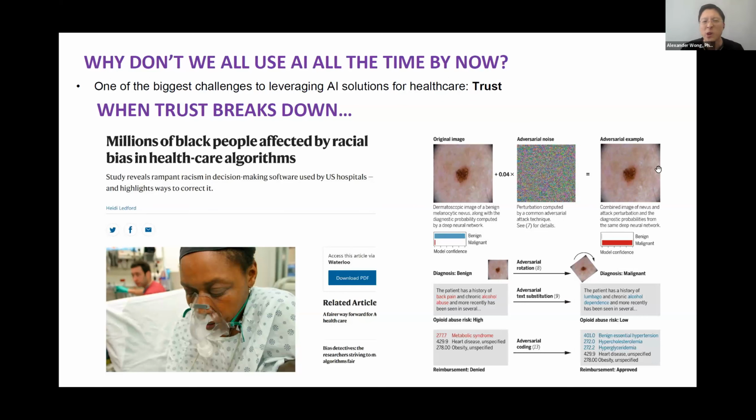And on the right-hand side, it's a more recent development with adversarial attacks and so on and so forth. People are now looking into situations where healthcare data can actually be compromised, where trust can be compromised by bad actors. And so as a result, being able to build and deploy AI solutions in healthcare has been very challenging in practice because of these issues with trust.